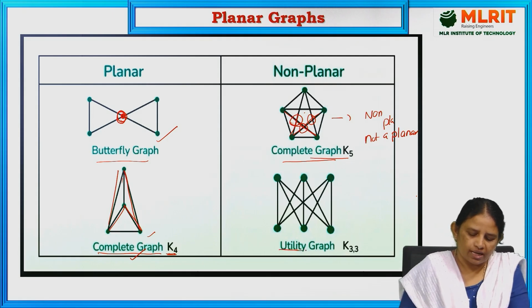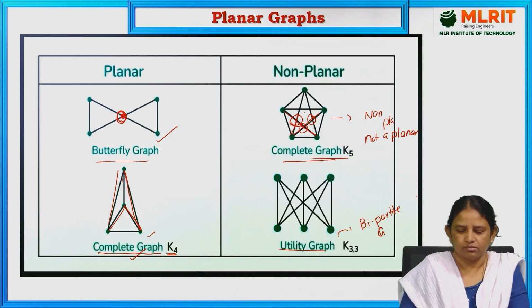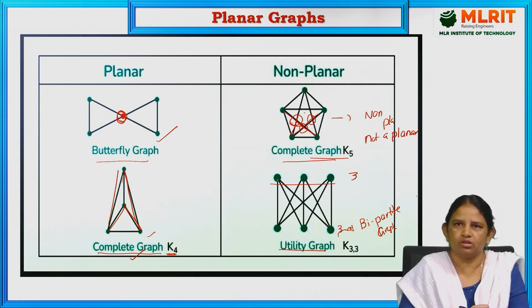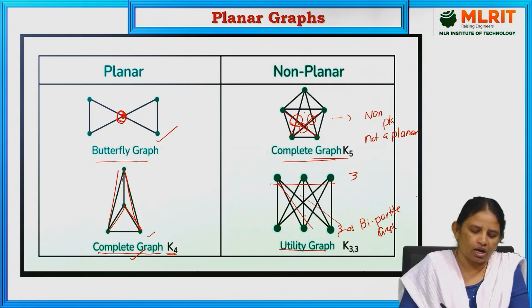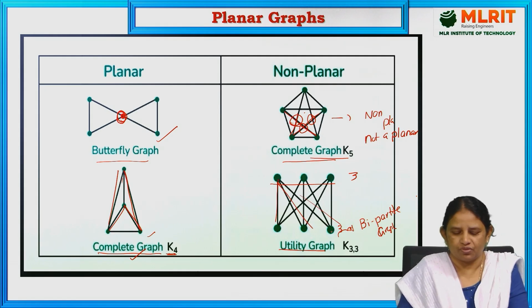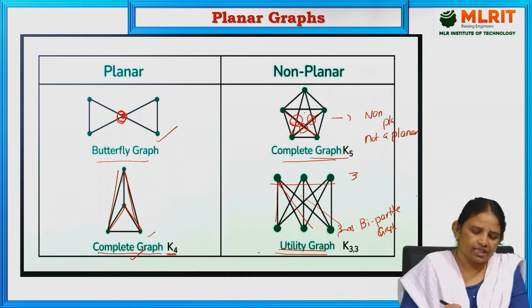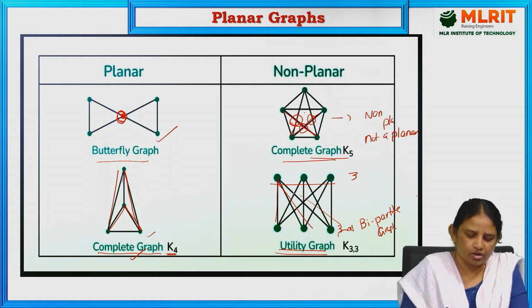Next, it is called a utility graph. It is also called a bipartite graph. In the case of a bipartite graph, we have to take 3 vertices at the top of the graph and 3 vertices at the bottom of the graph. Every vertex present at the top is connected to all the vertices present at the bottom. This is called a utility graph. The utility graph is not planar because edges are crossing. Here this edge and this edge are crossing, so it is not a planar graph.